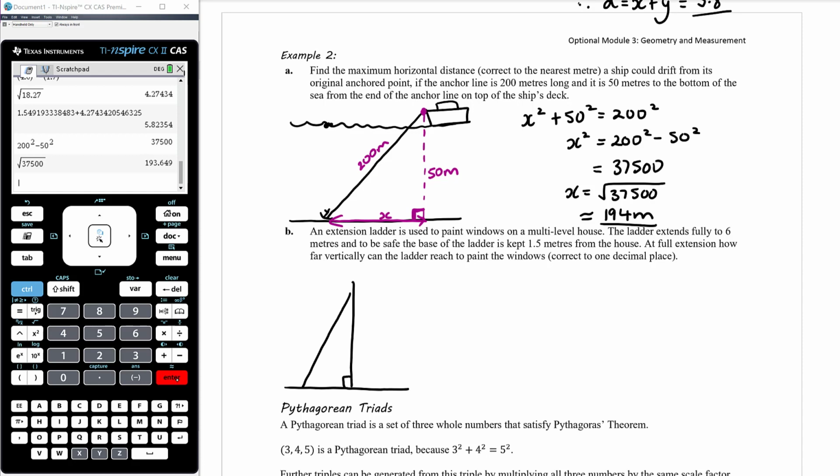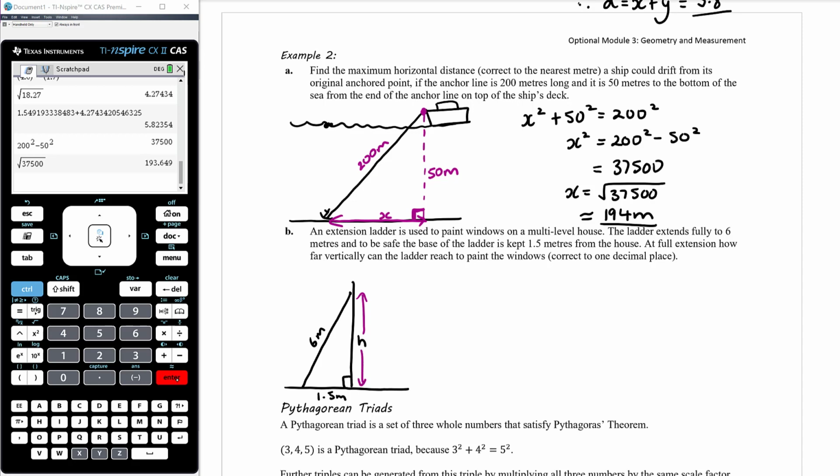The ladder extends fully to 6 metres, so the length of the ladder is 6 metres. And to be safe, the base of the ladder is kept 1.5 metres from the house. So the base of this triangle is 1.5 metres. And we want to find how high the ladder can reach. So we're trying to find this height here.